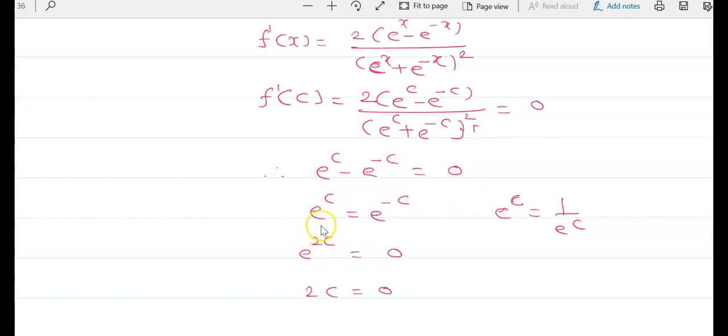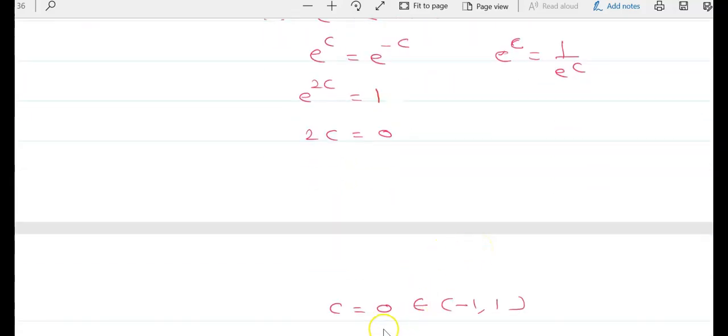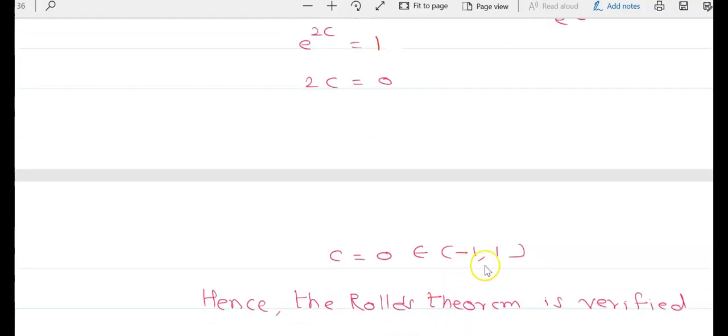Therefore e^c = e^(-c), that is e^c = 1/e^c, so e^(2c) = 1. It means that the value of 2c must be 0, since e^0 = 1. That's why 2c = 0. Therefore c = 0, which belongs to the open interval (-1, 1), and hence Rolle's theorem is verified.